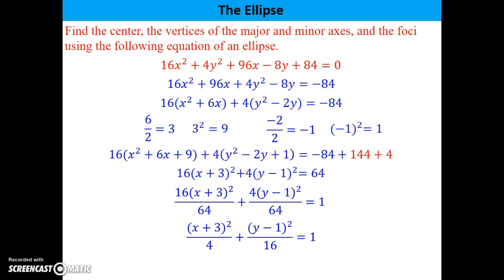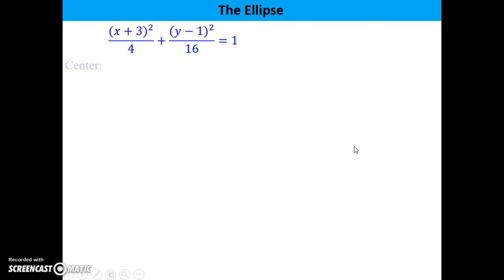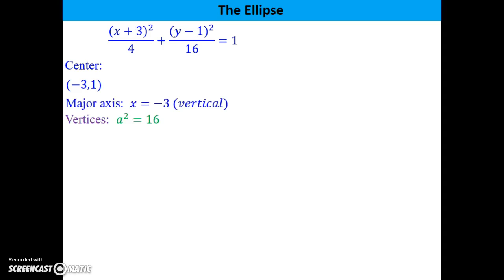And so here is the standard equation for this ellipse. And we have a center point of -3, 1. We know that our major axis is vertical because this value is larger than this value. A is 4, B is 2, therefore we can find C and answer all of those questions. So again, the center is -3, 1. The major axis is vertical.